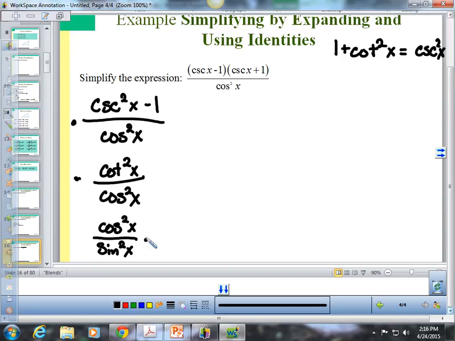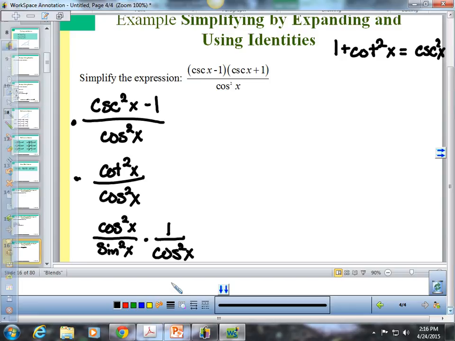Well, cosine squared is cosine squared over 1. What's the reciprocal of that? 1 over cosine squared. So let's multiply by 1 over cosine squared. Is multiplication the easier process with fractions, or is addition the easier process? Multiplication is much easier. We don't have to have a what? We don't have to have a common denominator. And all we do is multiply straight across, right? Top times top, bottom times bottom.